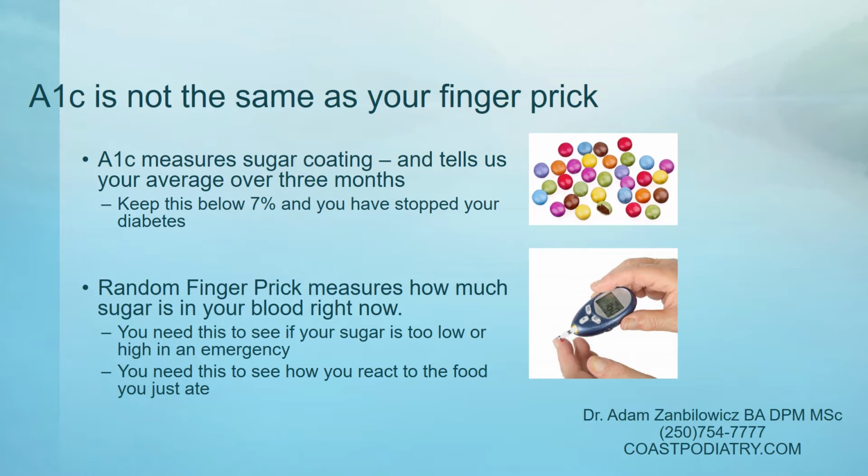The finger prick is a very important thing in emergency situations. It's very important if you're worried that your sugar is suddenly too high or suddenly too low. You need to have that information. You need the finger prick. The finger prick is also very important as a tool to report to your endocrinologist or your family doctor how your sugar is changing throughout the day.